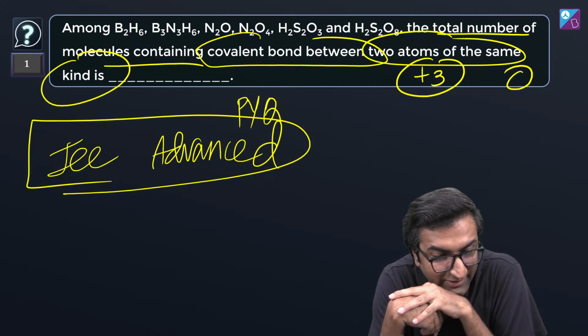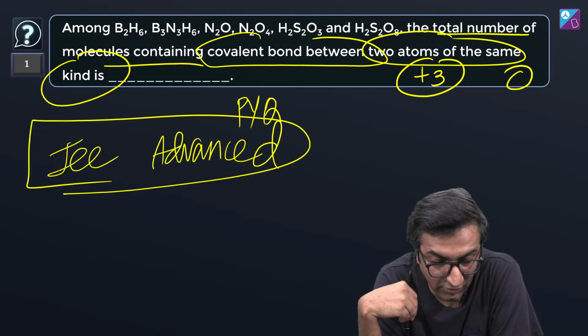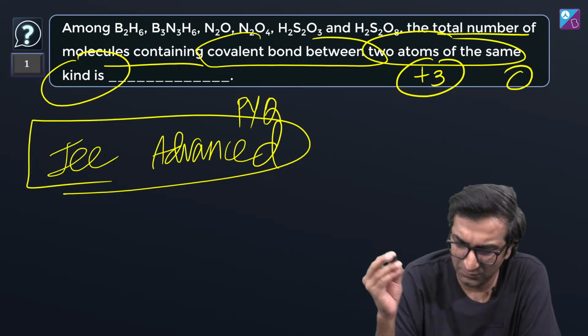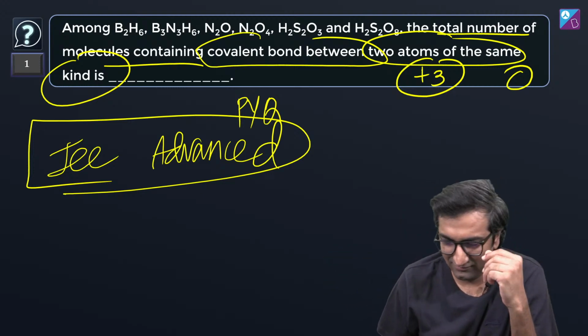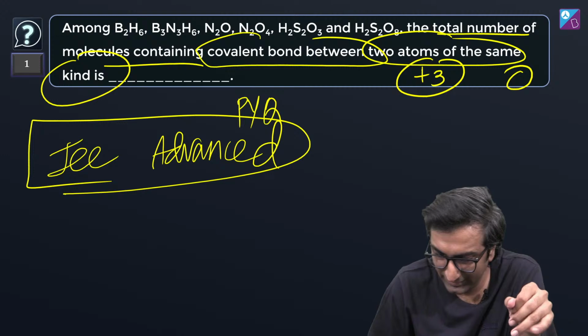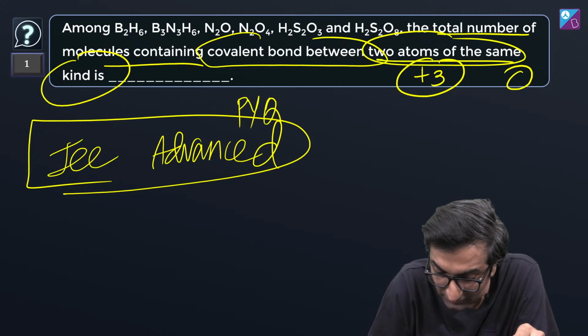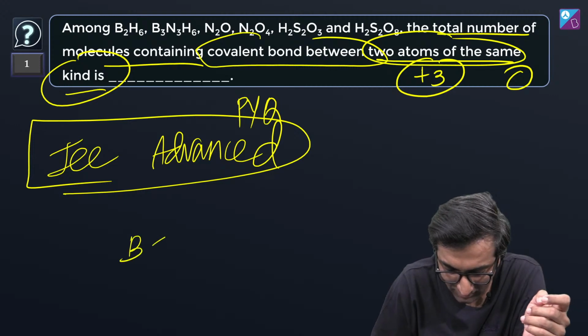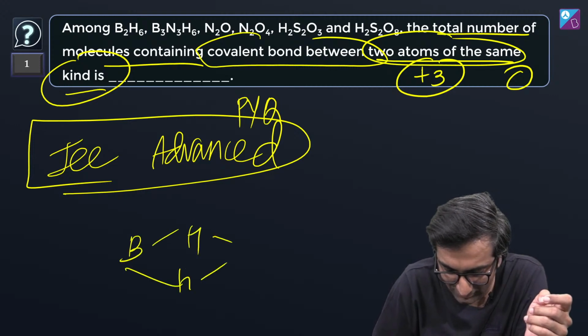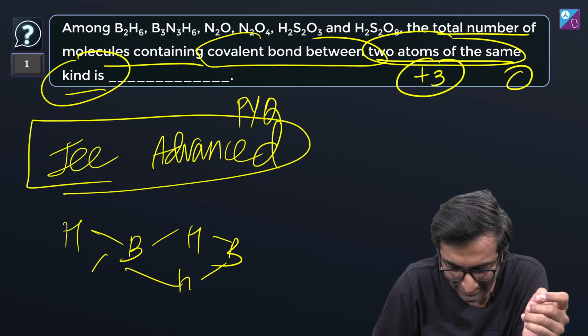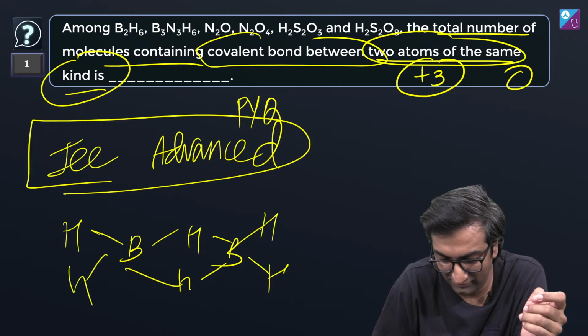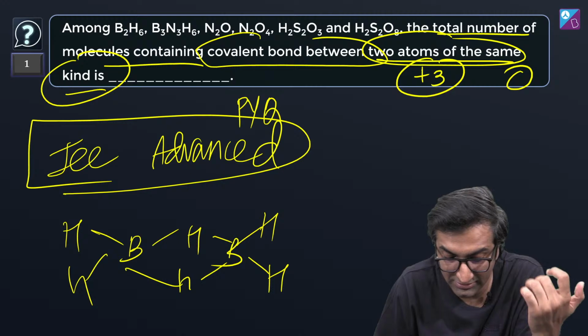Hare Krishna, Aditya. All right, so let's solve this, please. What is B2H6? B2H6, banana bond, all that. Yeah, there is no bond between two atoms of the same kind. B2H6 doesn't have one. The point is that this is a bridging bond. I don't like the word banana bond. It's just an oversimplification, but there's a bridging bond.